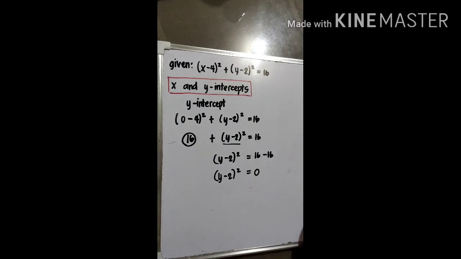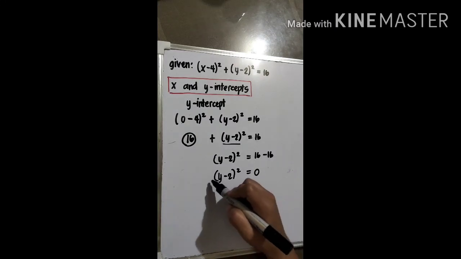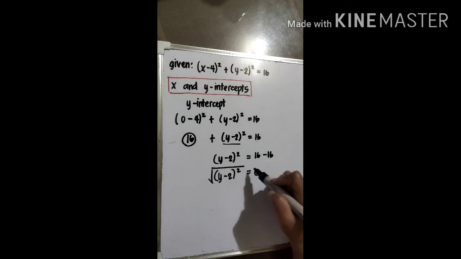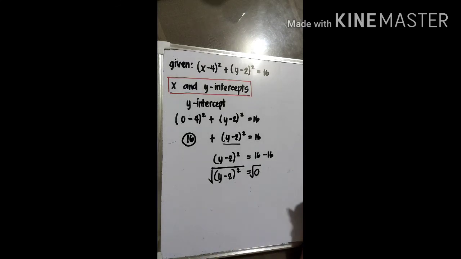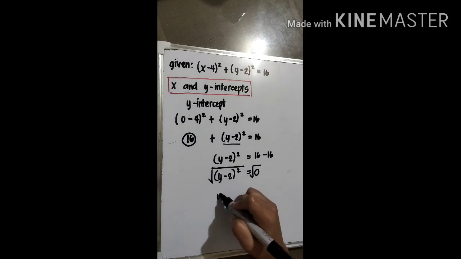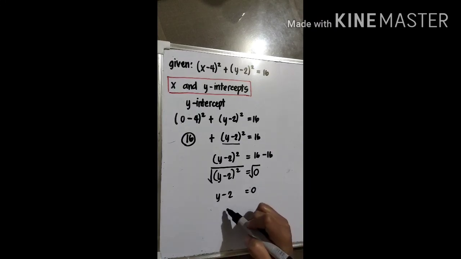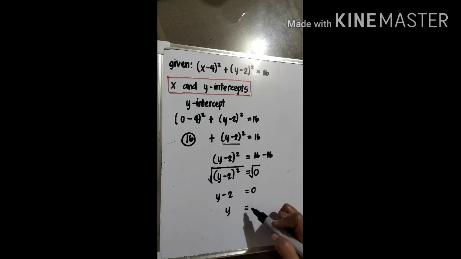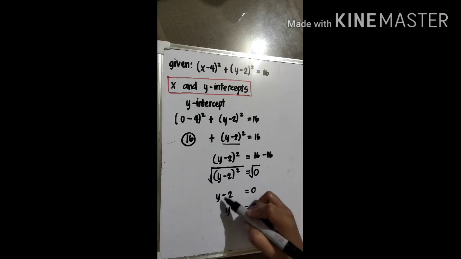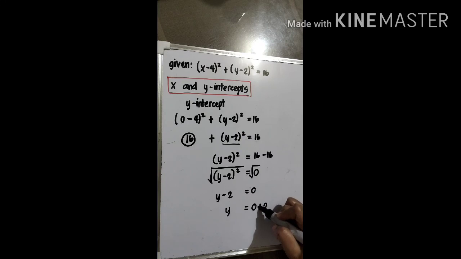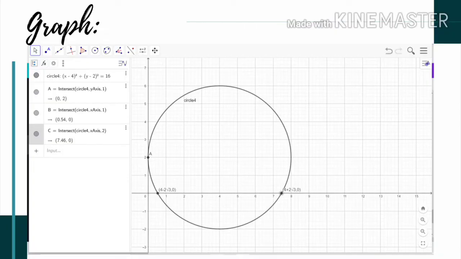Now, since we are just looking for y, we will extract the square root here and also extract the square root on the other side. So we end up having y minus 2 is equal to 0. So looking for y, we have y is equal to 0, and then we will transfer negative 2. This will become positive 2. So y is equal to 2. So we have one value for the y-intercept here, and this is y is equal to 2.